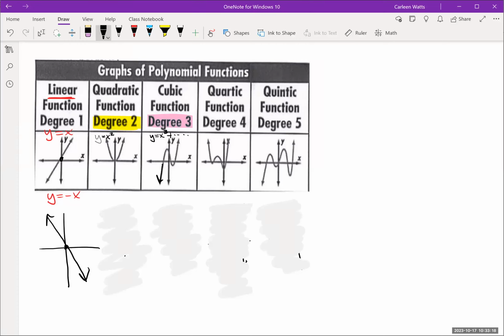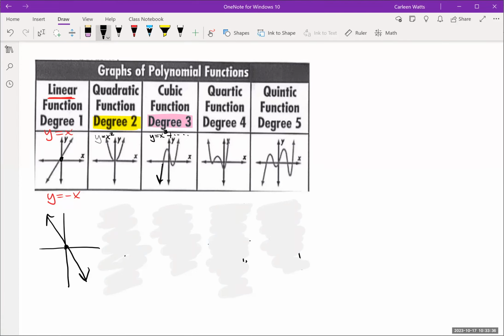So a negative in front of the lead term, in this case there's only one term, flips it upside down. Okay, so we're going to talk about this more. You don't have to write this part down.